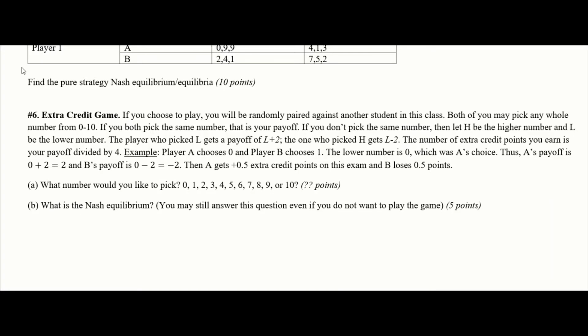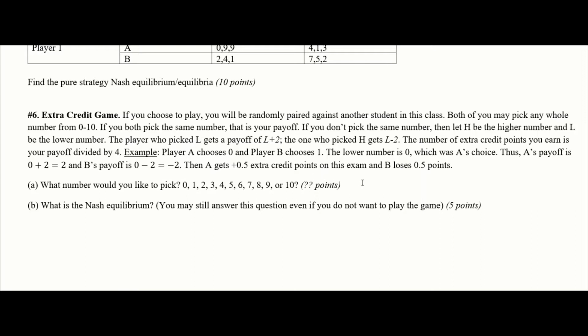Hello, game theorists. So we have the results from the Midterm 1 extra credit game. Here is the question so you can be reminded as to how it works. So you're paired with another student from the class. You both pick a number from 0 to 10.